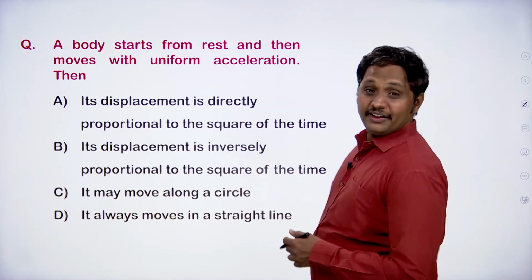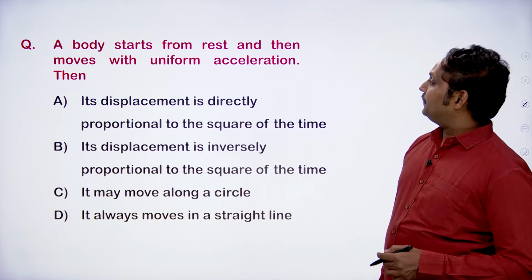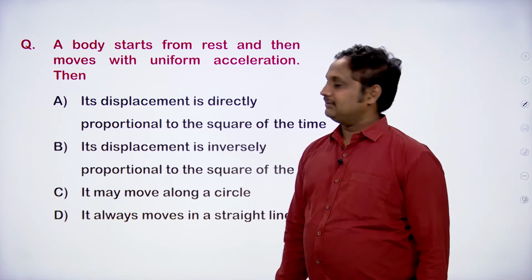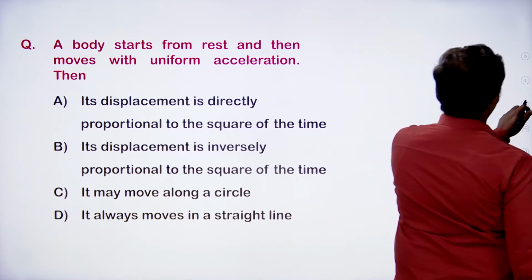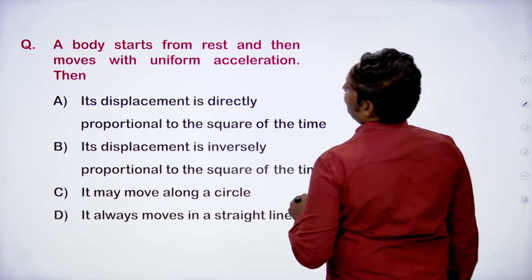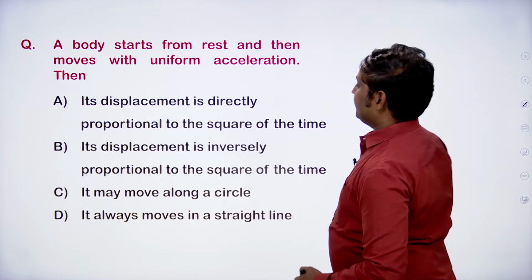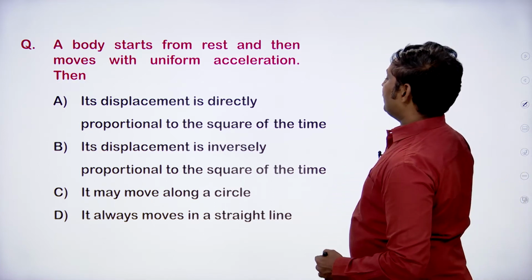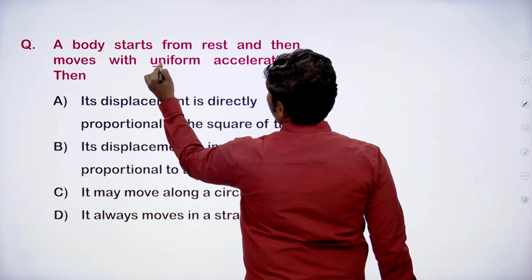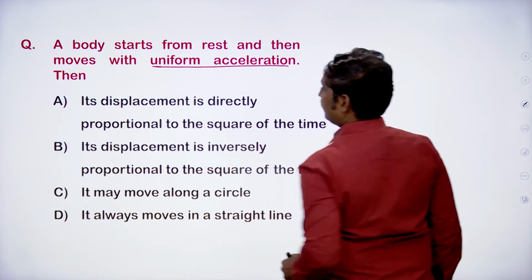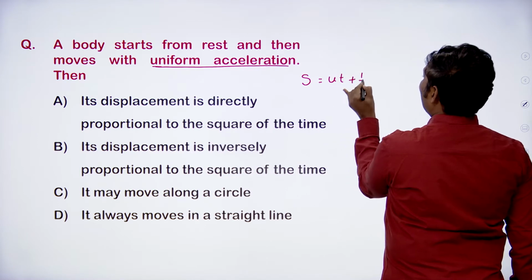A body starts from rest, then moves with uniform acceleration. Then its displacement is directly proportional to the square of the time. In case of uniform acceleration, we have to confirm this one, that is S is equal to ut plus half at square.